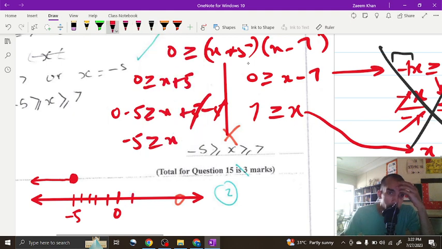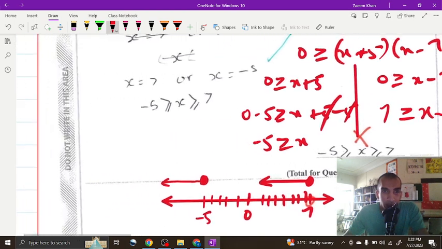Somewhere far along the line over here we've got 7. Do we stay to the right of it? Do we stay to the left of it? To the left. X is less than or equal to 7.